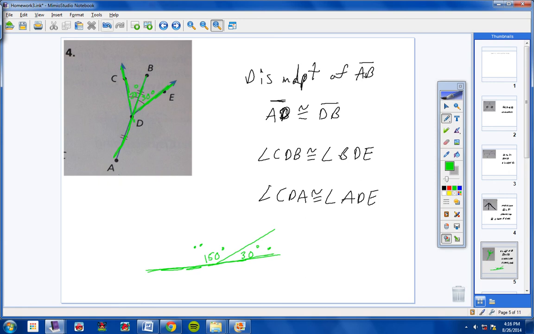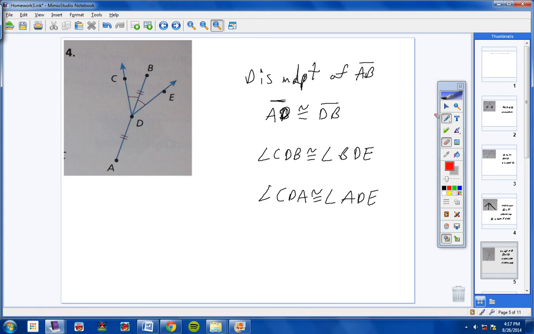Now, do I know for sure that this measurement right here is 30 degrees? No, but I'm trying to help you see this a little better. If this is 30, then what does this angle right here have to be? 150. And if this is 30, what does this angle right here have to be? 150. And so that is why we can state angle CDA is congruent to angle ADE, okay? That's a tough one. I hope that made sense.